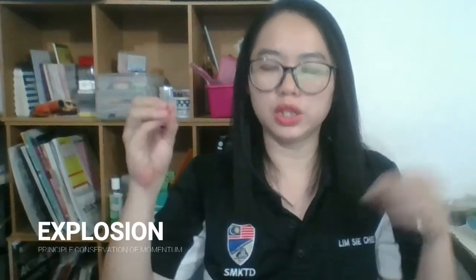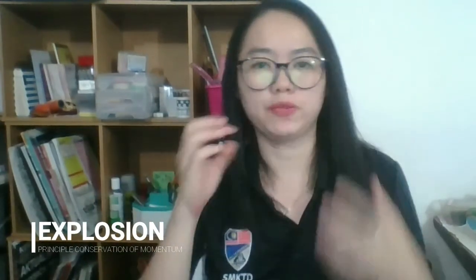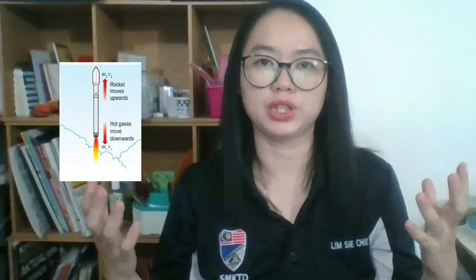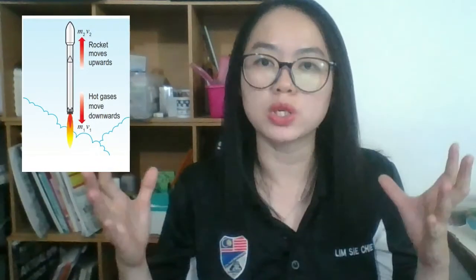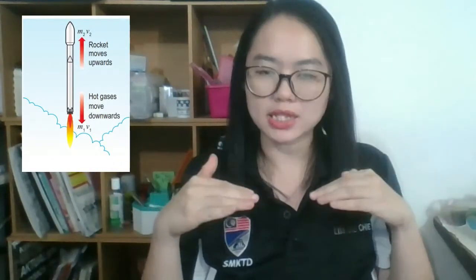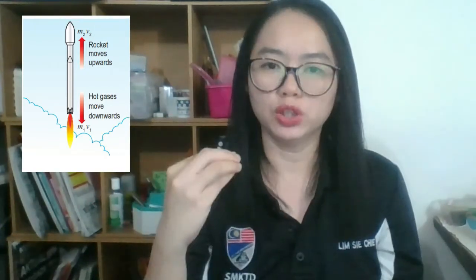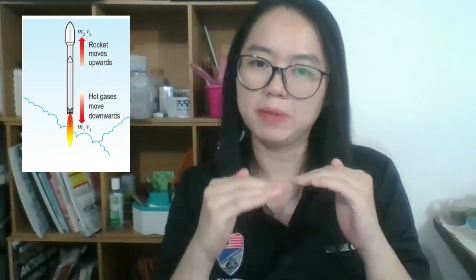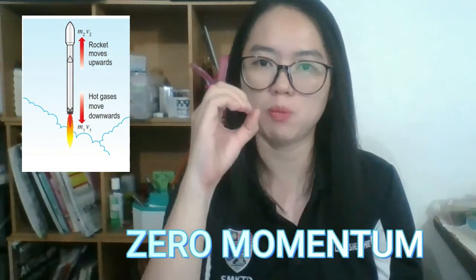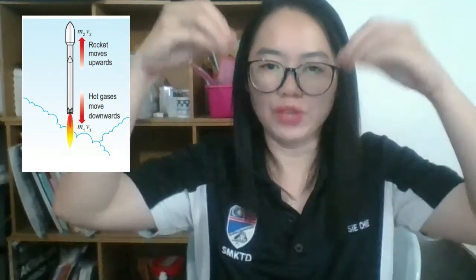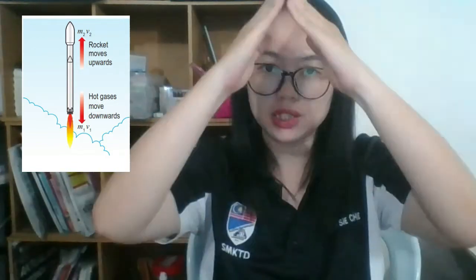Now we will look into explosion. When we talk about explosion, maybe it is easier if we look into the situation of launching a rocket. Launching of a rocket is an example of explosion. Explosion refers to a situation when an object at rest breaks into two or more parts. Before launch, the rocket is at rest at the base of the launch pad with zero momentum. During the launch, hot gases move downwards and the rocket moves upwards.